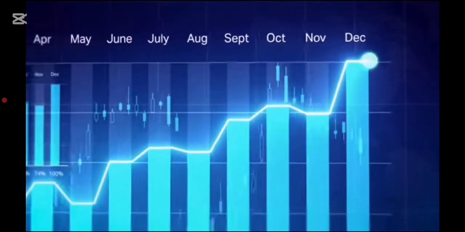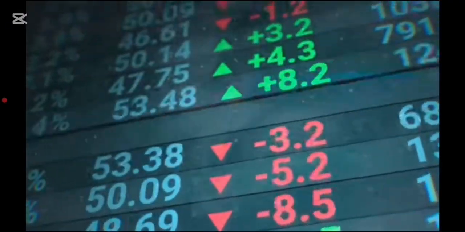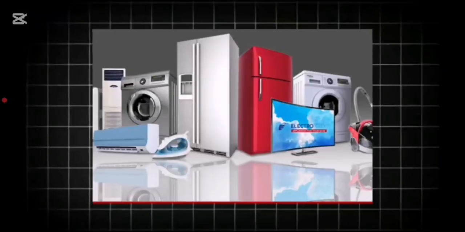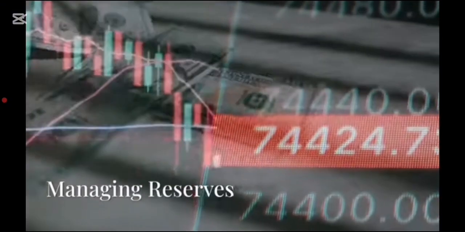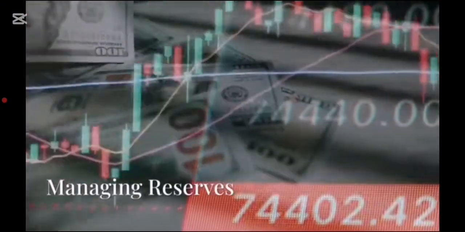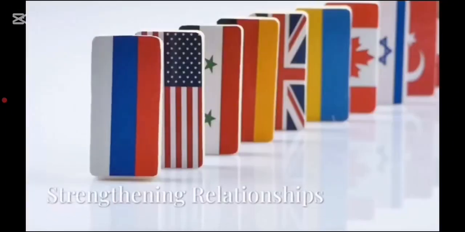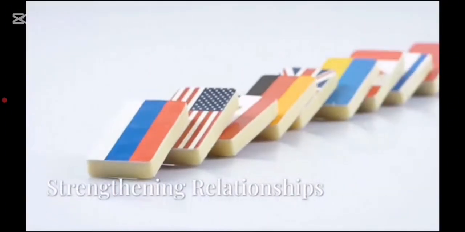Effects on prices and trade. When the US puts tariffs on products from another country, the people in the US have to pay more for those products. This makes it harder for American families to afford things like toys, clothes, or electronics. But it's not just the US that feels the impact. Countries that sell things to the US might have problems too.